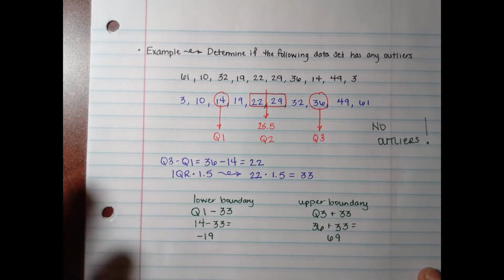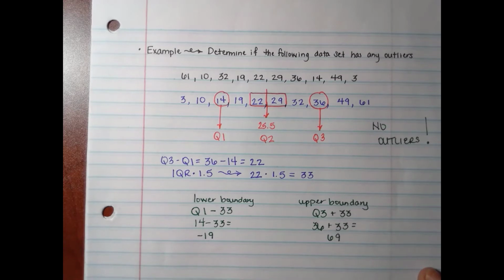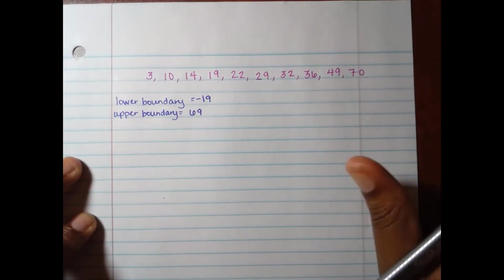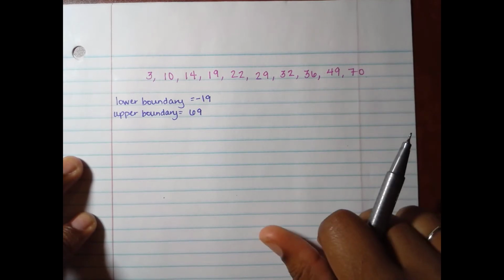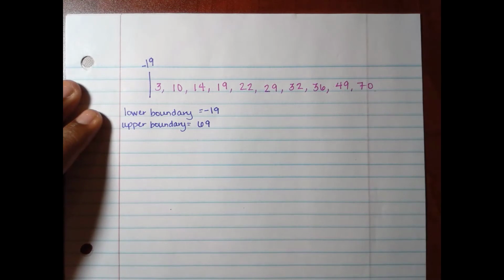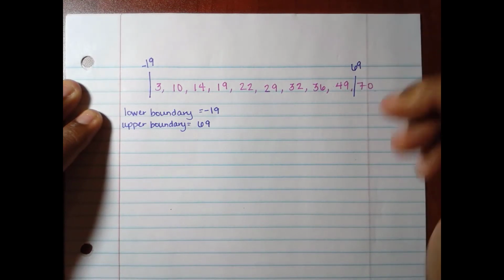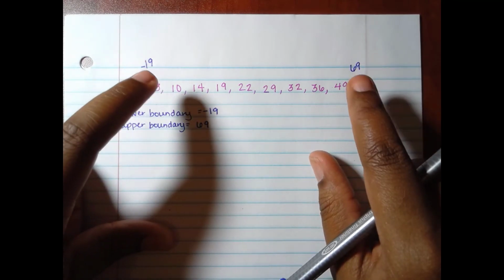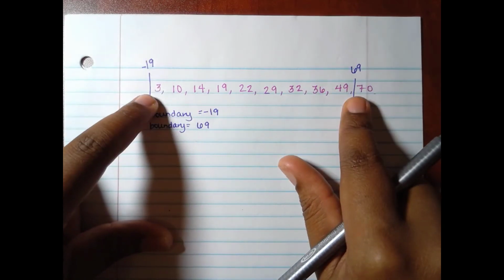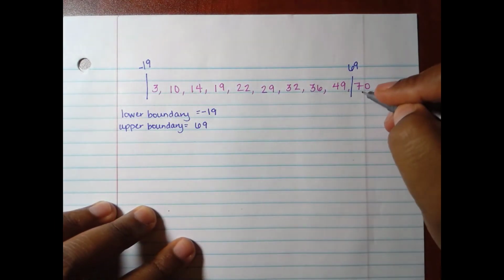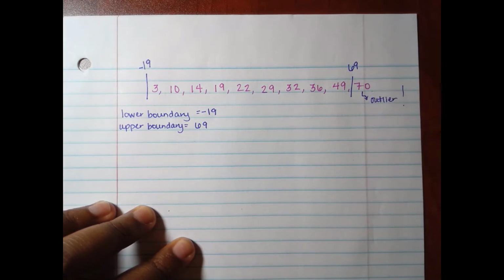So we figured out that just because it looks like it may be an outlier doesn't necessarily mean that it is. So let's look at a very similar data set, but instead of 61 as the maximum, we have 70 as the maximum. And we already calculated that the lower boundary is negative 19 and 69 is the upper boundary. So that means only the numbers between negative 19 and 69 are acceptable. Any number outside of these numbers would be outliers. So in this case, 70 does not fall within that range of numbers, so 70 would be an outlier.